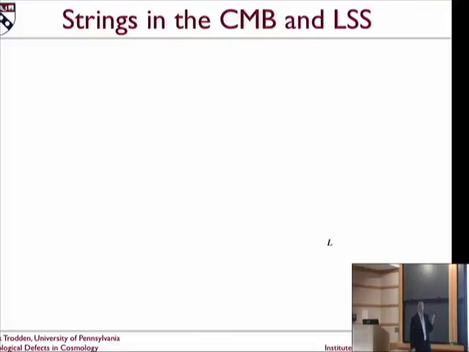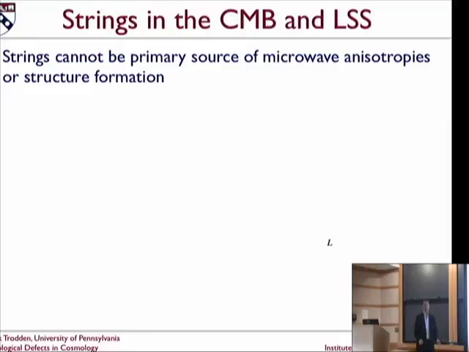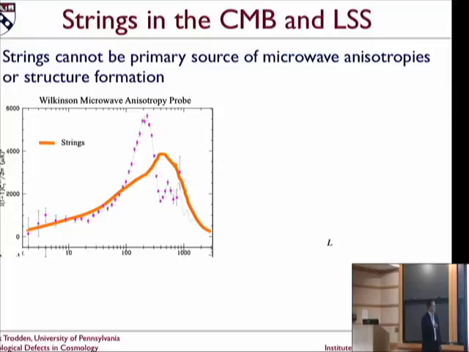Why is it not true? Well, we now know that strings cannot be the primary source of structure in the universe, and they cannot be the primary source of microwave anisotropies. The reason we know it is that we now have exquisite data on the microwave background. So here is the power spectrum of the microwave background radiation. It's a function of angular wave number.